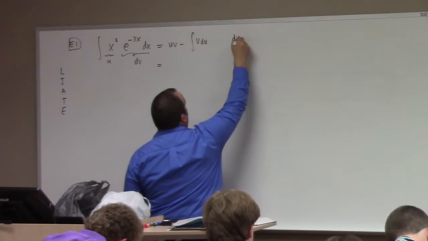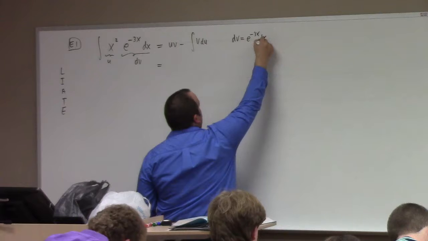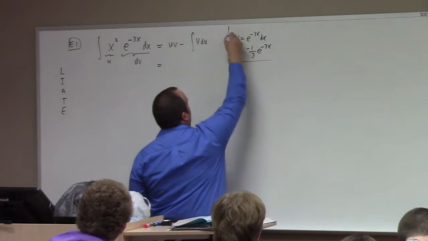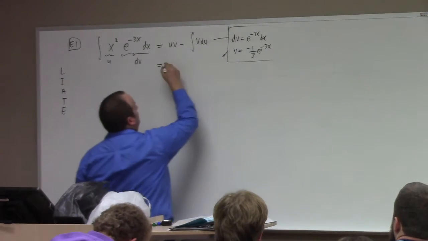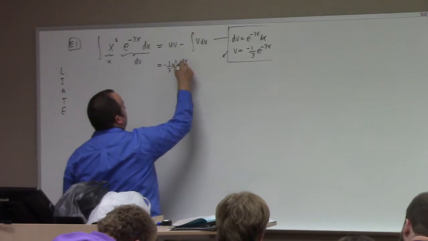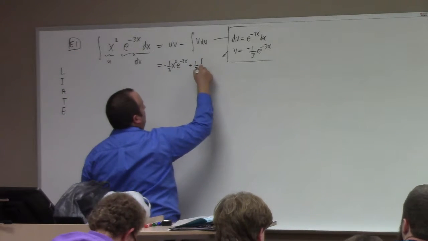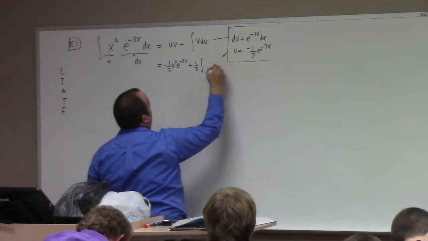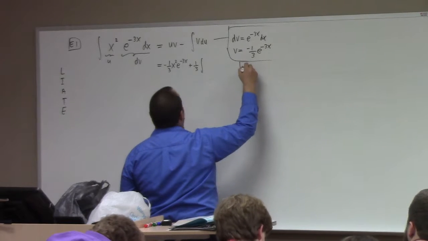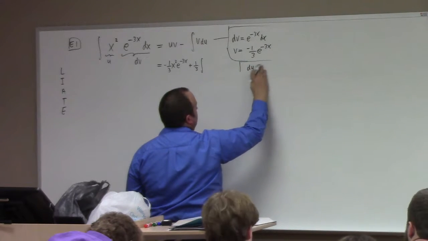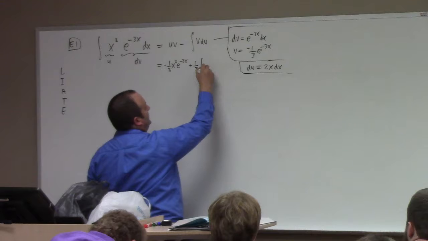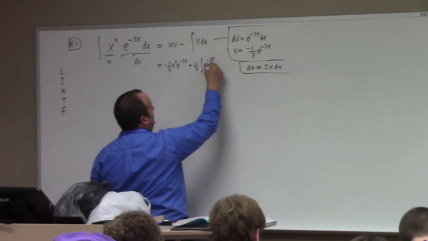So if dv is e to the minus 3x dx, that makes v equal to minus 1/3 e to the minus 3x, right? So I get minus 1/3 x squared e to the minus 3x plus 1/3 the integral, what's du? Worked myself into a tight spot here. du would be 2x dx, right? So I've got 1/3, I've got my e to the minus 3x, and then I've got 2x dx.